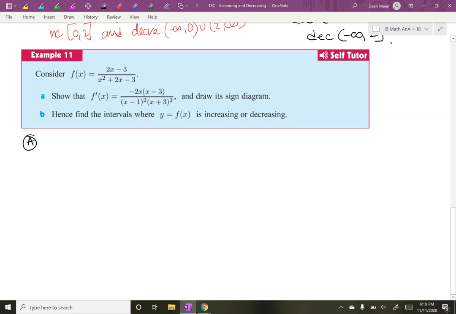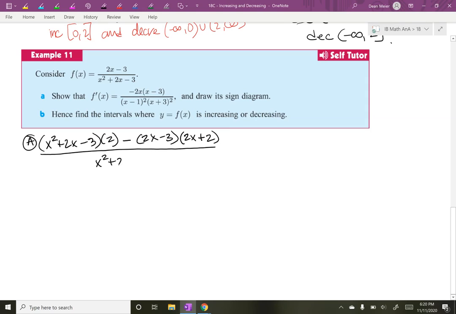So A, right? Lodi-High. So the low, x squared plus 2x minus 3, times the derivative of high, d high, is 2, minus high, 2x minus 3, times the derivative of low, 2x plus 2, all over low, x squared plus 2x minus 3 squared.